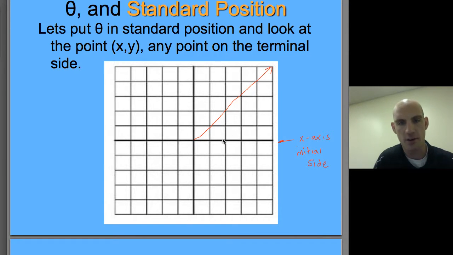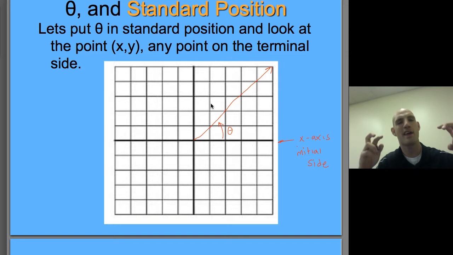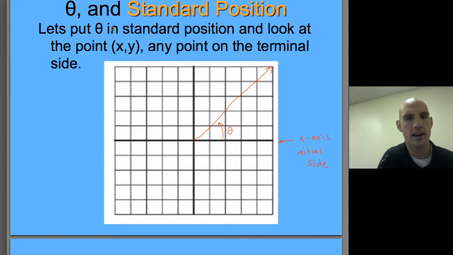And if I've got this angle here, and it's going to open up like this, I'm going to call this angle theta. So when we put theta in standard position, we're talking about this. This is our angle right here. Looks like a regular angle, except it always has that bottom initial side on the x-axis.